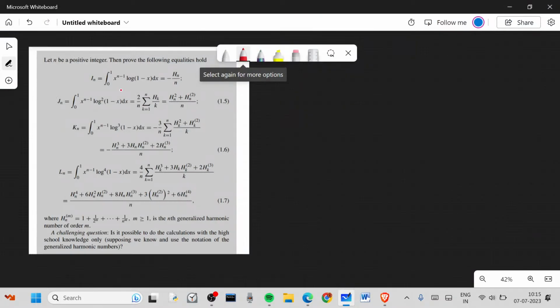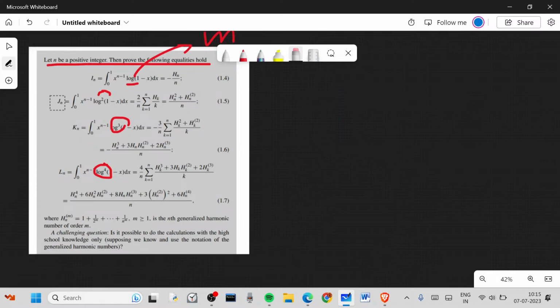So let's first of all read the question. Let n be a positive integer, then prove that the following equalities hold. I_n is the integral from 0 to 1 of x^(n-1) log(1-x). Here I think it's assumed that log is ln, the natural logarithm. I will write it as ln only, because I don't like the notation log. Anyway, J_n has a power of 2, K_n has a power of 3, and L_n has a power of 4.